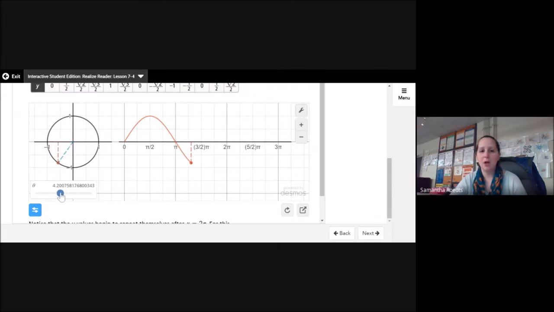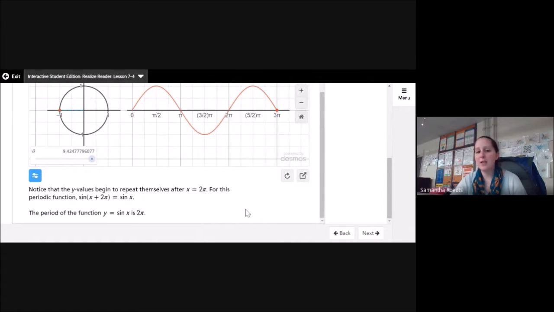And it's going to go below. At 3/2 pi, it again touches -1 on the y-axis. And then at 2 pi, it's back to where it started, because remember, a circle is 2 pi around. And then it continues in that pattern. So it crosses here at pi, crosses at 2 pi, at 3 pi. So it crosses at every pi, and it goes above and below the x-axis.